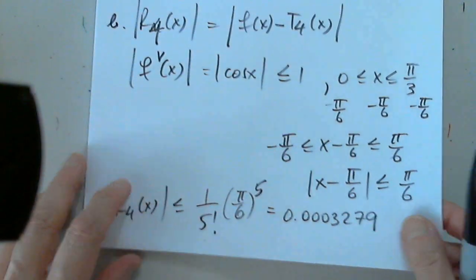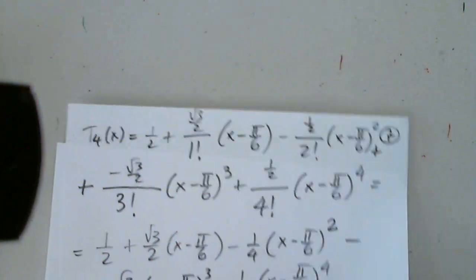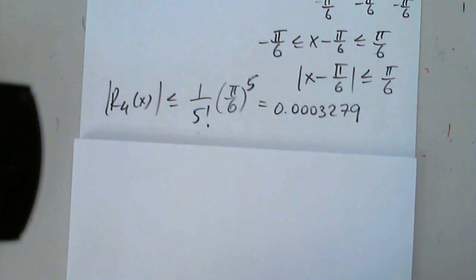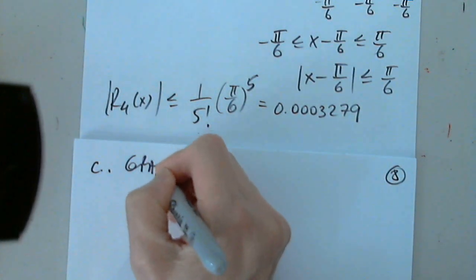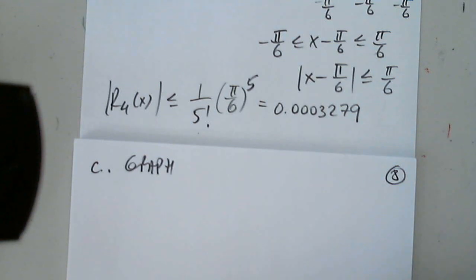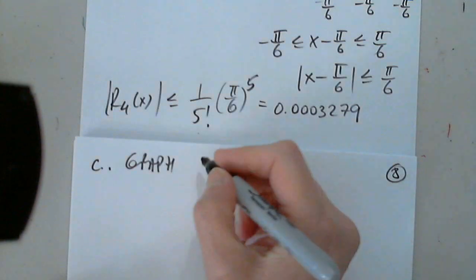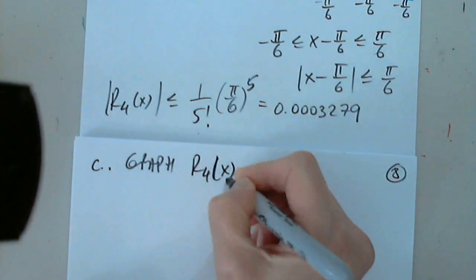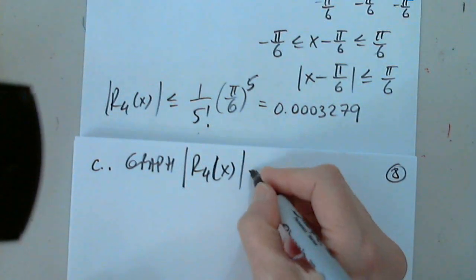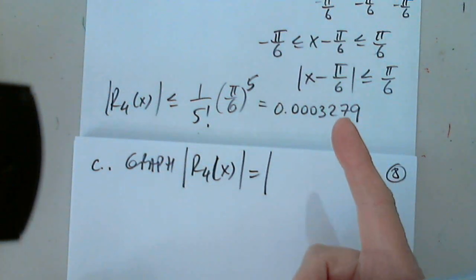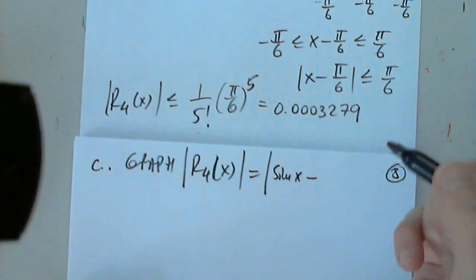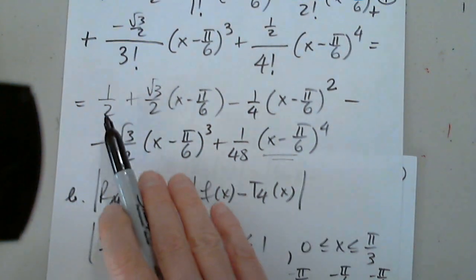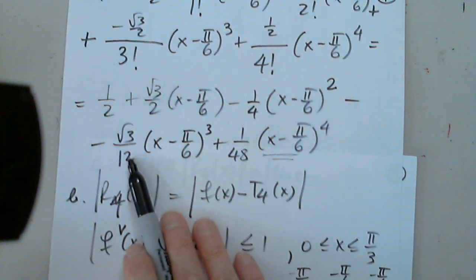Now let's see if we can improve on this with part C, with the graph. And yes, I entered this, very cumbersome, and we know what you have to enter. The absolute value, don't forget the absolute value of the function, which in our case was sine x, minus this, minus this, plus this, plus this, minus this.